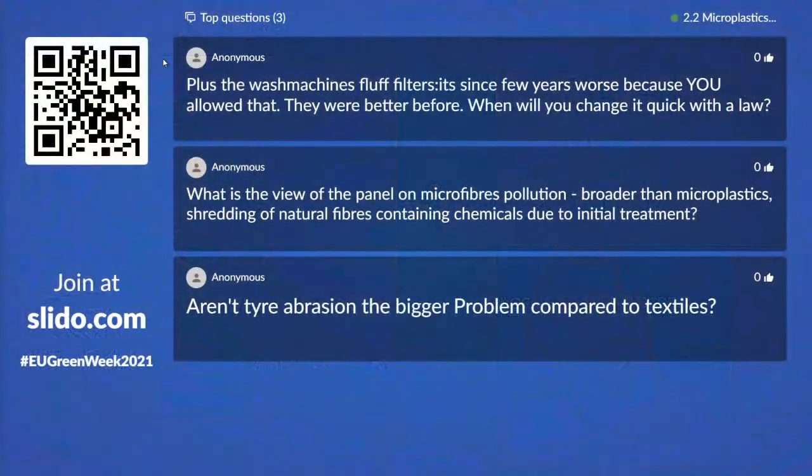Thank you. And just to take up a factual question from the audience, and Frédérique, you were talking about the occurrence, the risk, where we find this. The questioner says, isn't tire abrasion a bigger problem compared to textiles? When we look at these key sources, plastic pellets being another one, how much do we know about the relative contribution of tire abrasion versus textiles? Can you help us there?